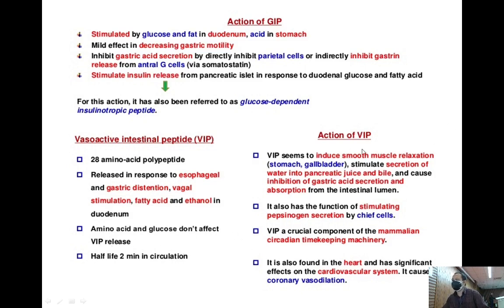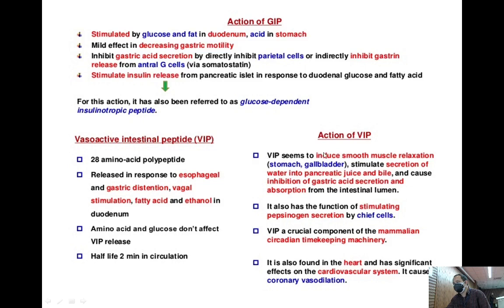An action of VIP, it induces smooth muscle relaxation. That means relaxation of the stomach and the gallbladder is being induced by the VIP. It stimulates secretion of water into pancreatic juice and bile. Now this is very important. The secretion of electrolytes and water into the GIT is actually helped by this hormone.